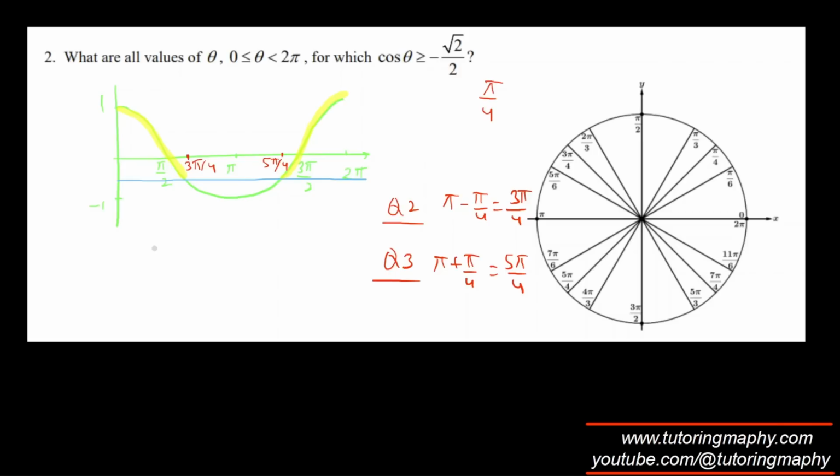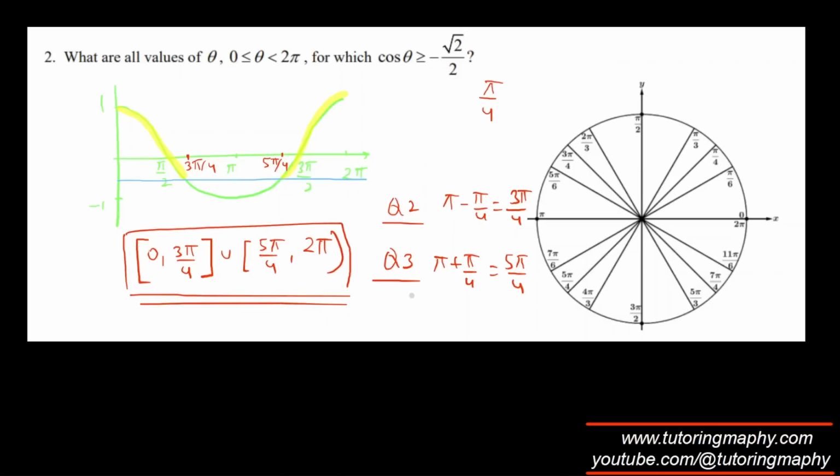So my answer will be in interval notation. It's going to be x is an element of, this is just the element of symbol. If you don't want to use it, it's totally fine. I can just write 0 to 3 pi over 4. 0 is definitely a part of the answer, because at 0 it is 1, and 1 is definitely greater than this. 3 pi over 4 is also a solution. Union 5 pi over 4 is a solution, but 2 pi is not a solution because they are not including 2 pi. So this is where I'm going to end my answer with a parenthesis.